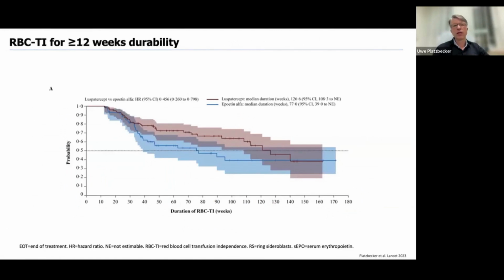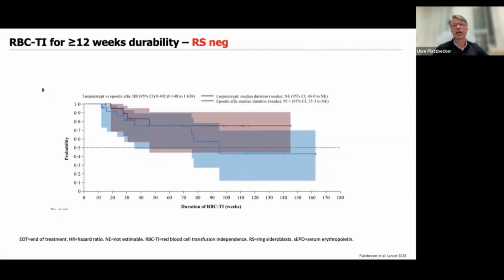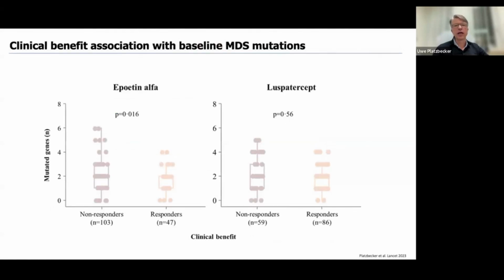What about durability of response? You see that there was a significant difference in favor of luspatercept, so significantly longer durability. This was here for the entire population, now for ring sideroblast positive patients, and last but not least for RS negative patients. Again, small numbers, but I think pretty much in line with the previous slides.